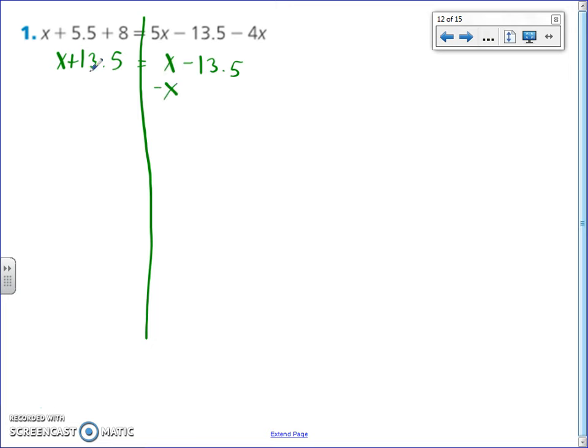Okay, next step, get all the variables to the same side. So I'm going to subtract x from both sides. When I do that, notice that these cancel out and these cancel out. When that happens, you're left with a 13.5 equals a negative 13.5. Since positive 13.5 will never equal negative 13.5, this is a no solutions problem.